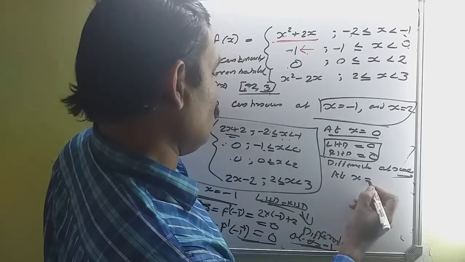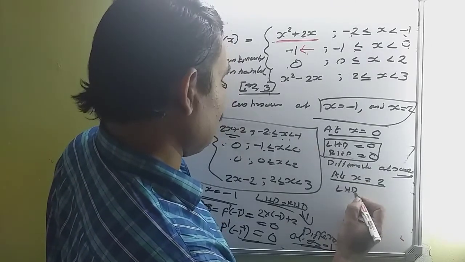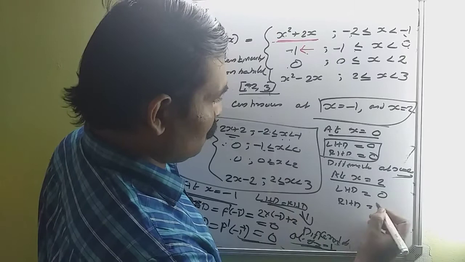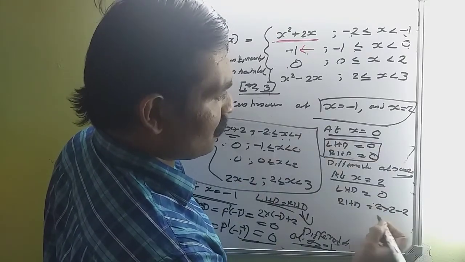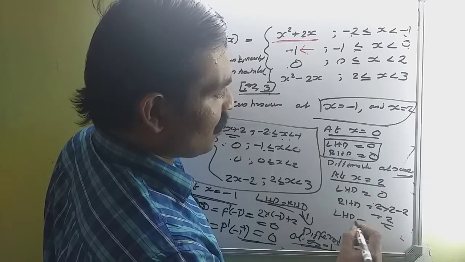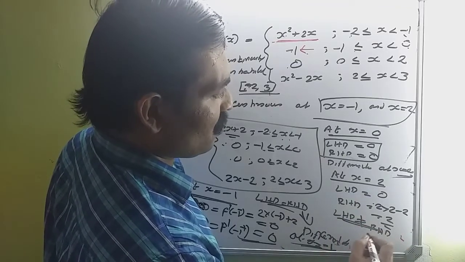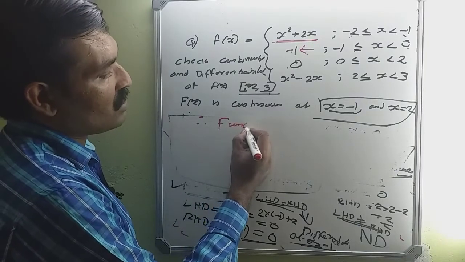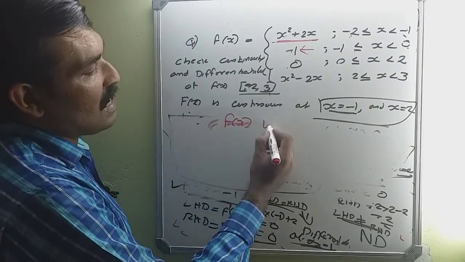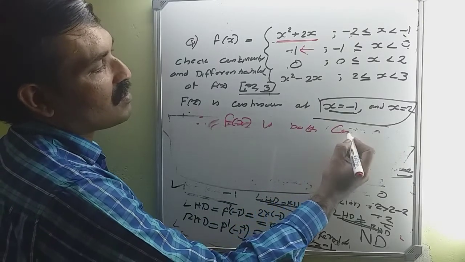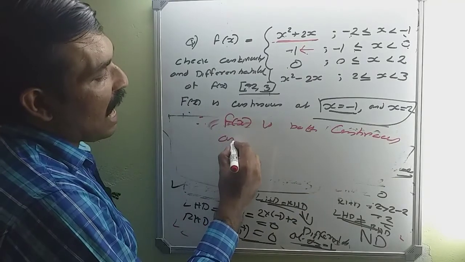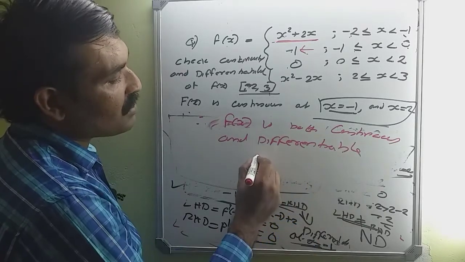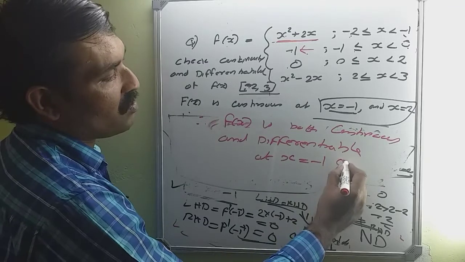Now at x is equal to 2, LHD is equal to 0 and RHD is equal to 2 into 2 minus 2, that is equal to 2. LHD not equal to RHD, so not differentiable. Therefore, f of x is both continuous and differentiable at x is equal to minus 1 only.